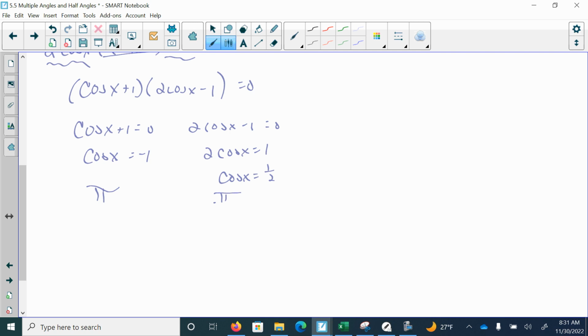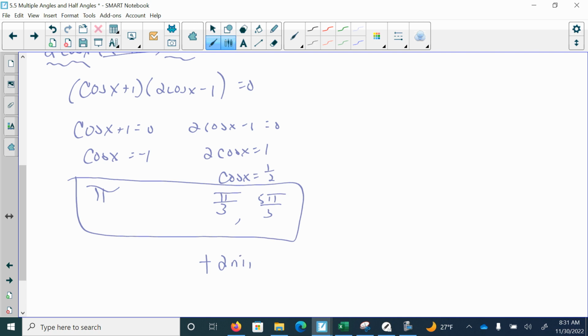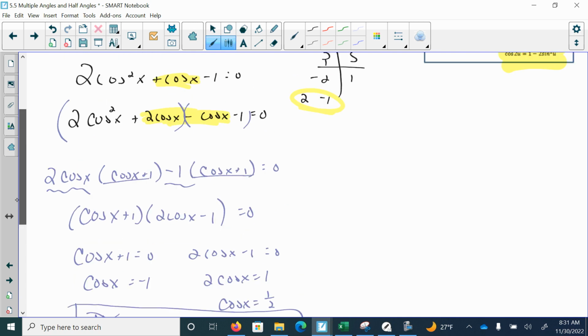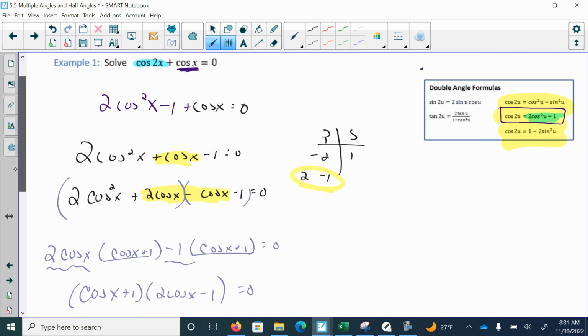Positive 1/2 and only positive 1/2 is going to happen at pi over 3 and 5 pi over 3. So these are my solutions. Then, depending on the verbiage, I would just write those as my answer. If it asks for all solutions, then I would add 2n pi, remember, where you add multiples of 2 pi, or another lap around the unit circle.